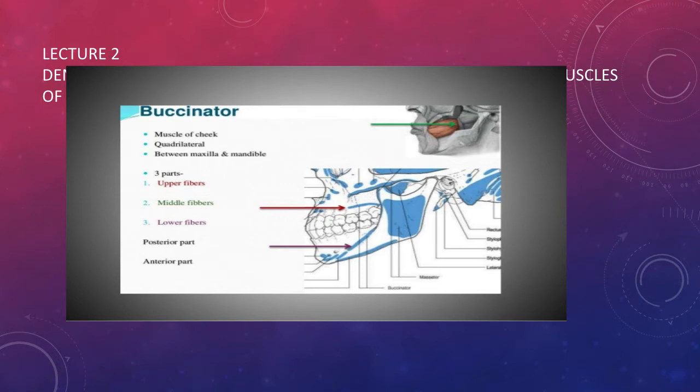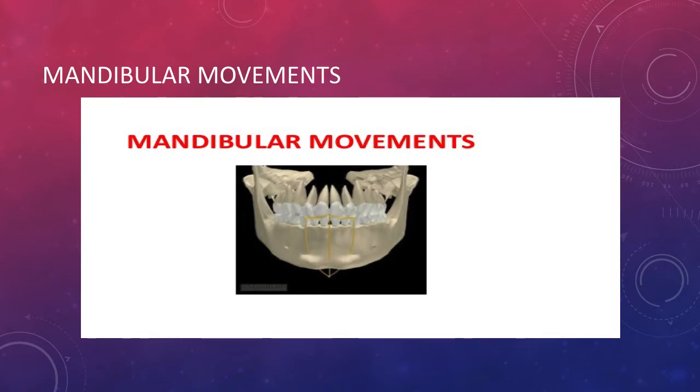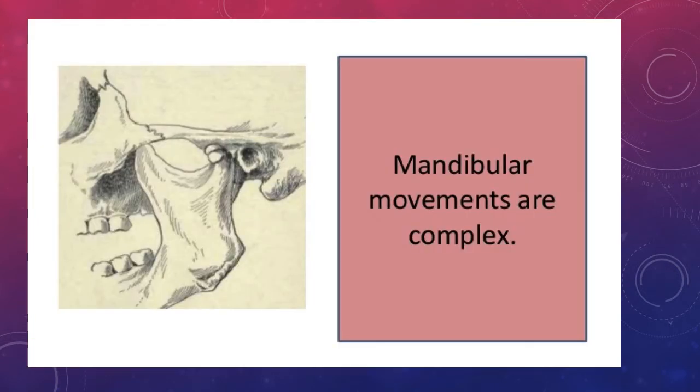Buccinator, the muscle of the cheek, is a quadrilateral between the maxilla and mandible, and it has three parts: upper fibers, middle fibers, lower fibers, and a posterior part and anterior part. And you can look at this photo when we have a problem with the facial nerve. It is mandibular movement, so you can look at these photos. Again, mandibular movements are complex, and we look at how we open and close our jaw. And you can look at the main part, the temporomandibular joint.